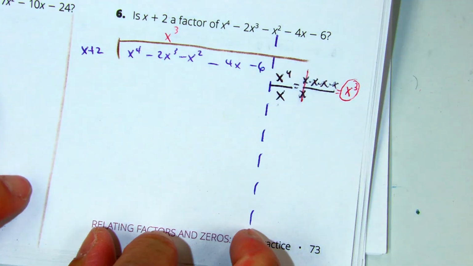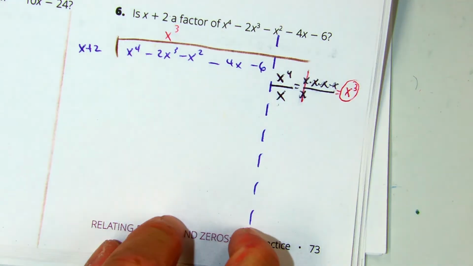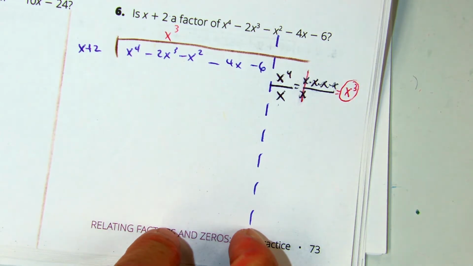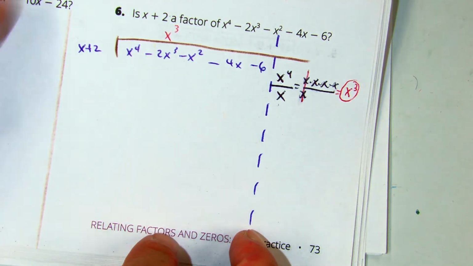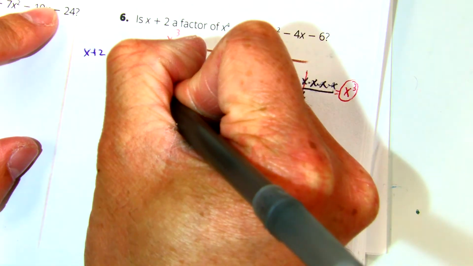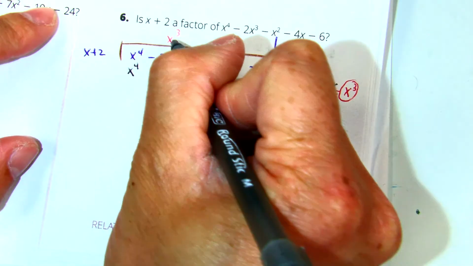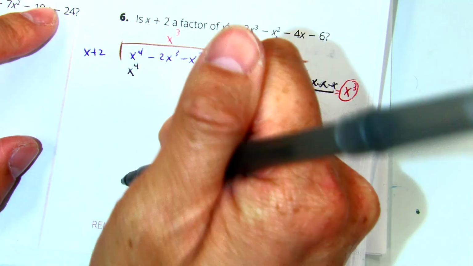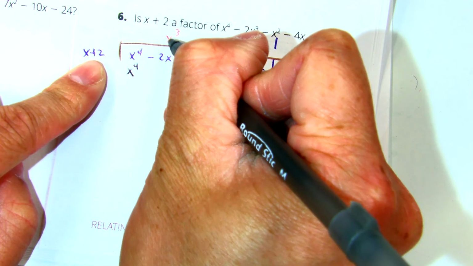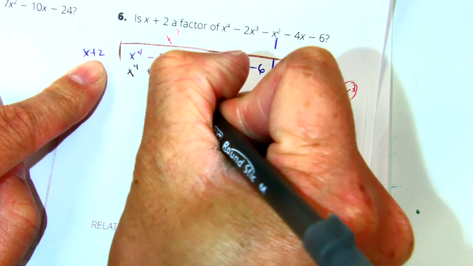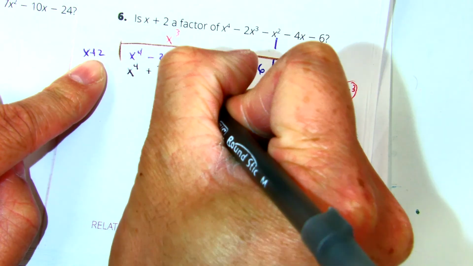Okay, we just did division. Class, what's next? Let's multiply. X to the third times x. X to the fourth. X to the third times 2. So I'm kind of distributing, okay? So 2x cubed.